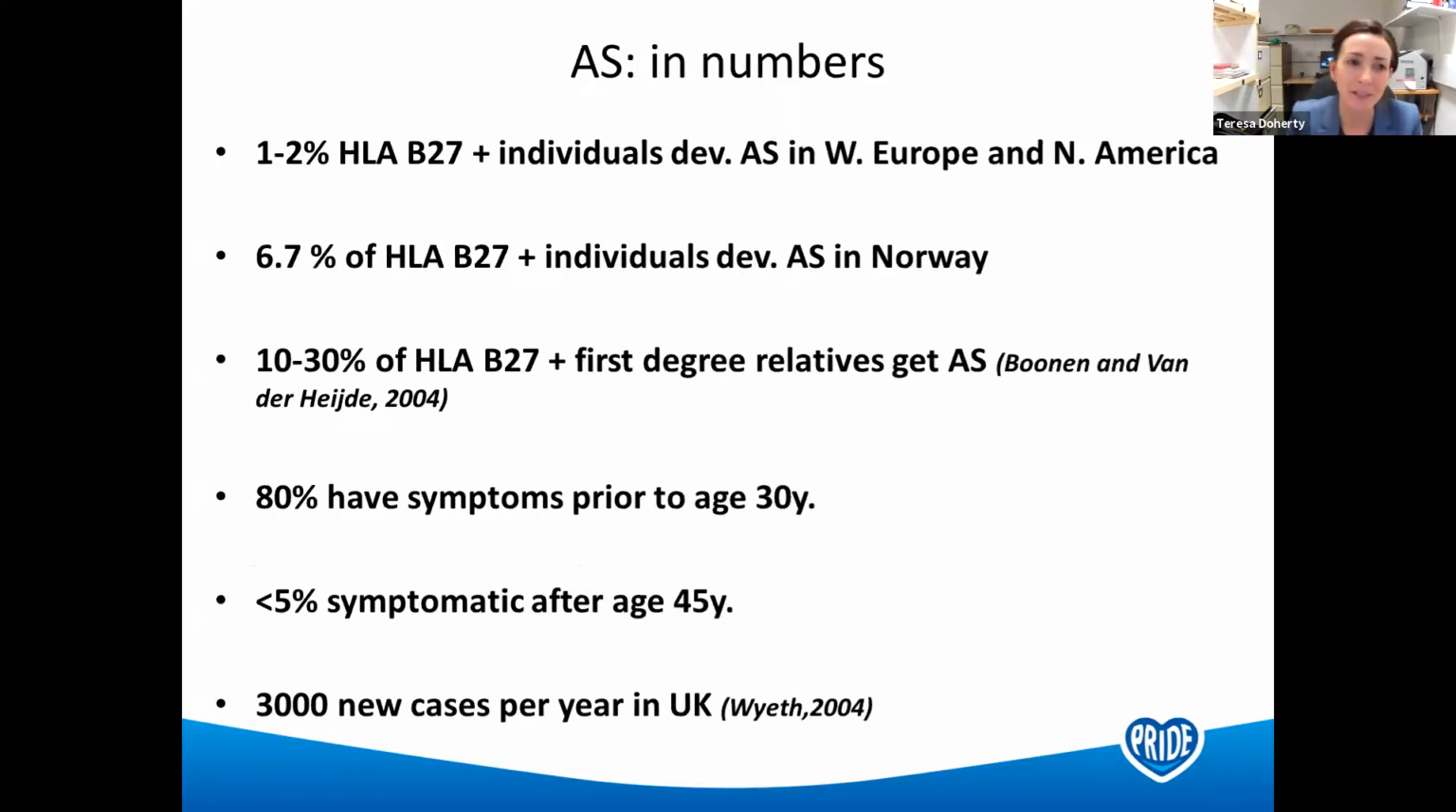So ankylosing spondylitis in numbers. Okay, this is a little bit of an overestimate, but 1 to 2% HLA-B27 positive individuals in Europe and North America. There are 6.7% of HLA-B27 positive individuals in Norway. So as I said from the map, higher in the Nordic European countries. 10 to 30% of HLA-B27 positive first degree relatives get it. 80% of symptoms start before the age of 30, so take seriously young back pain, and less than 5% are symptomatic after 45 years. And there are about 3,000 new cases in the UK per year.